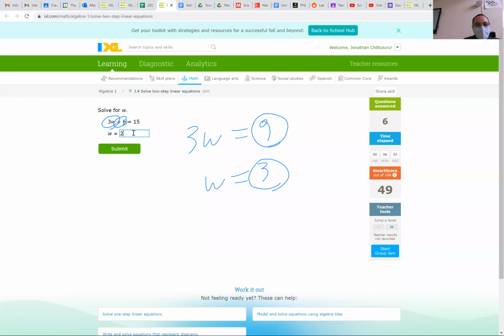Let's go ahead and get our answer in there. There we are, okay? New problem. Let's knock this one out. We are almost done. So 16 equals 4 plus 3g, okay?